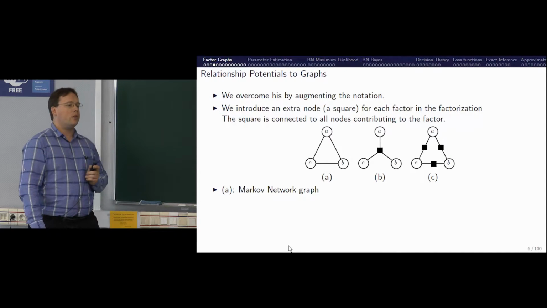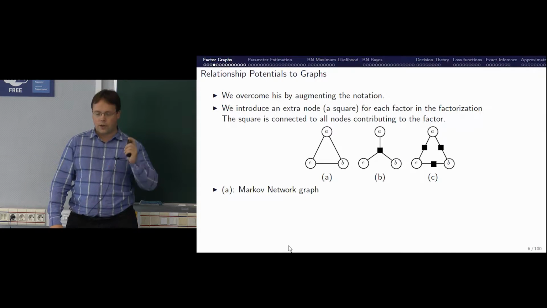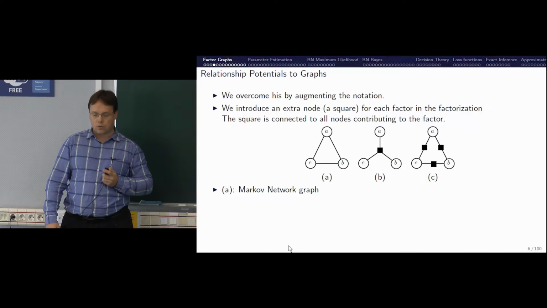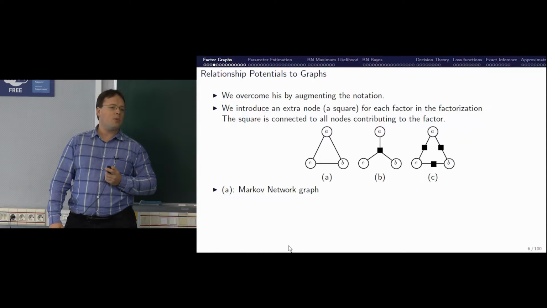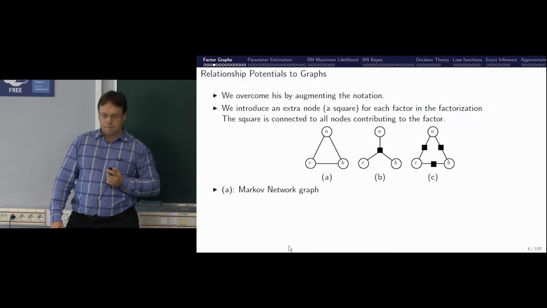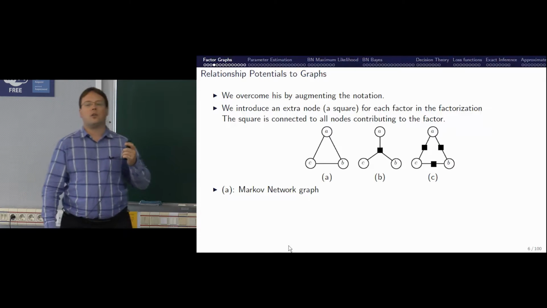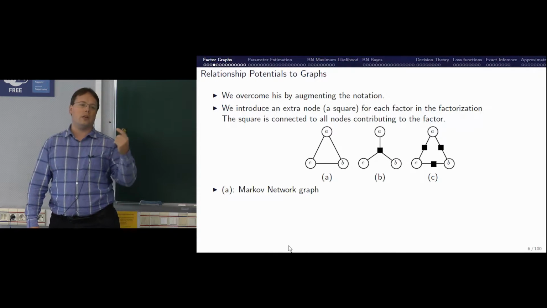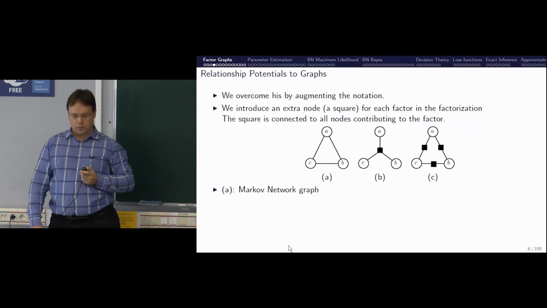We augment our notation. Instead of just variables and edges, we introduce additional nodes that are so-called factor nodes, and we draw them slightly differently. We draw them as little squares instead of as open circles. And each square corresponds to one function in your product that defines the probability distribution.